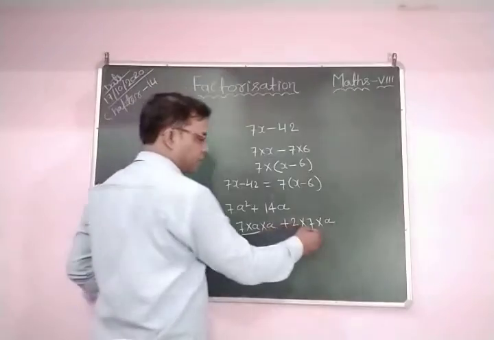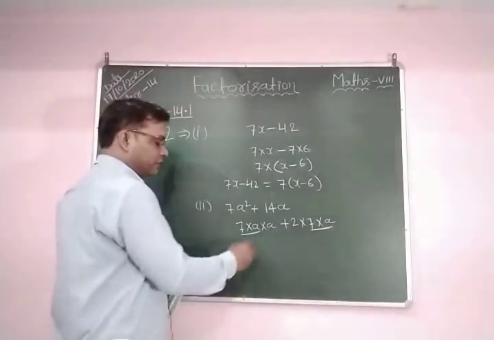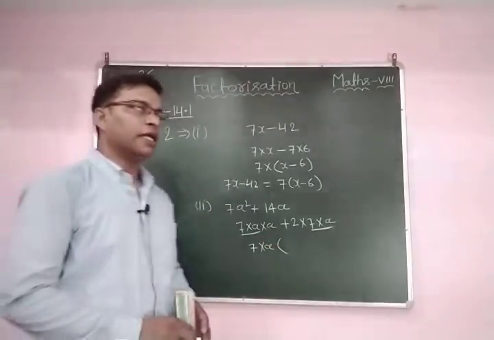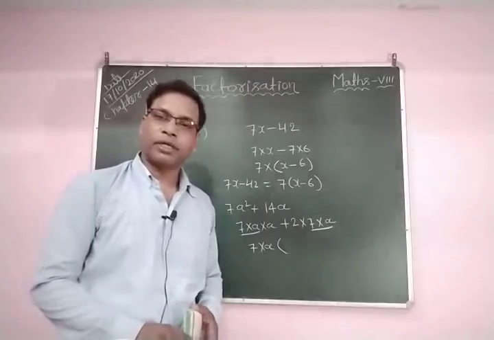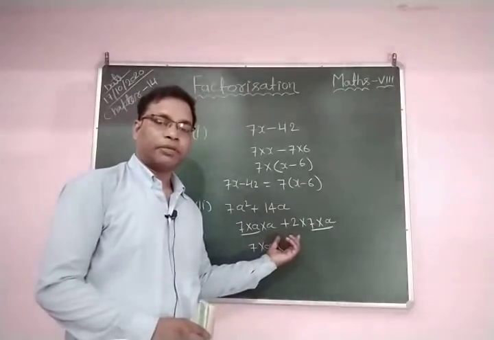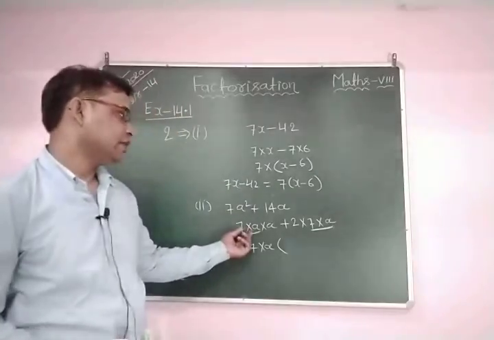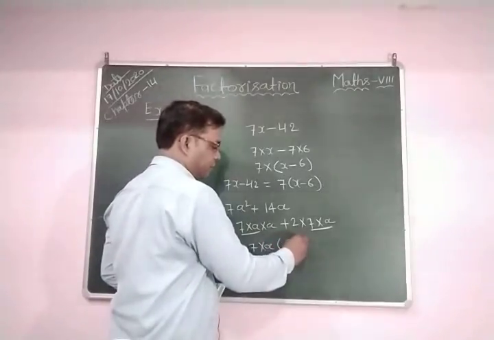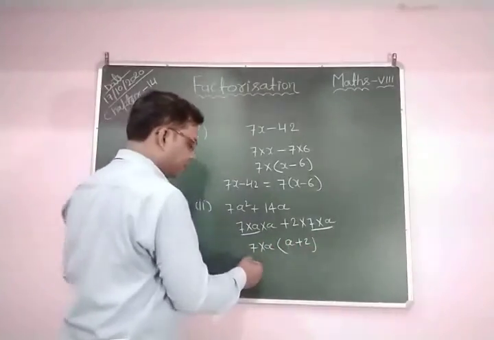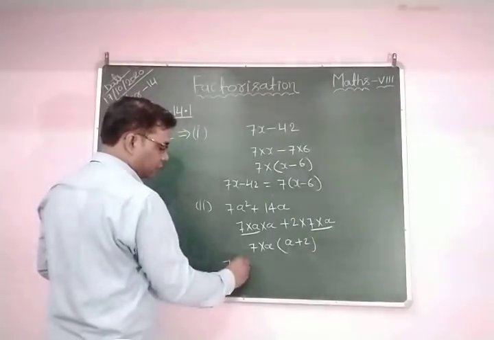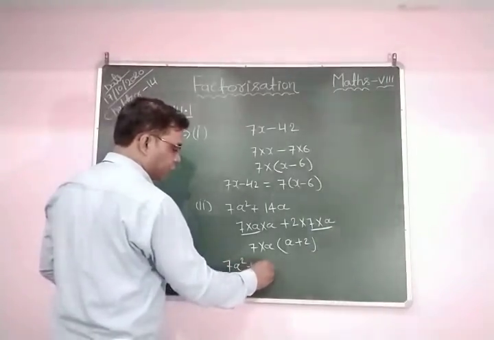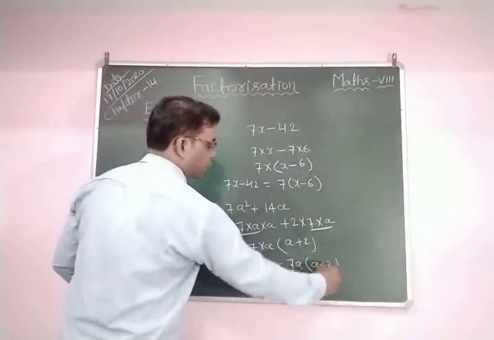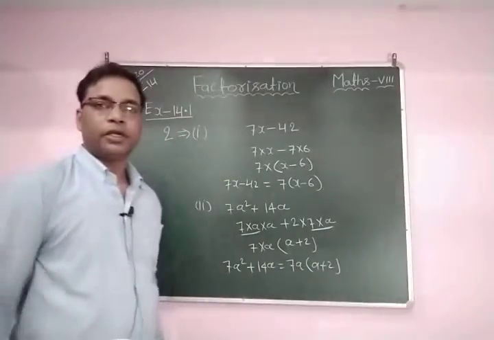You can see here 7a, 7a. If you take 7a common, then put a bracket. After this, write the remaining part of both terms after taking the common factor. Then we have a plus 2. In this way, the factorization of 7a square plus 14a is equal to 7a into (a plus 2). Clear?